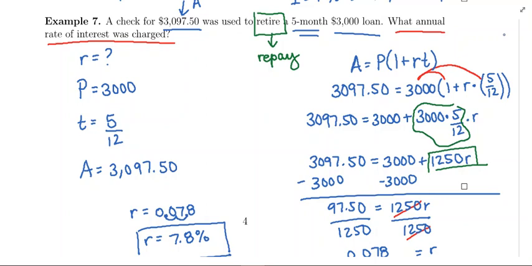Now we're going to look at examples 8, 9, and 10. They will still be simple interest problems, but you will not be told which of the two simple interest formulas to use. You have to determine that.